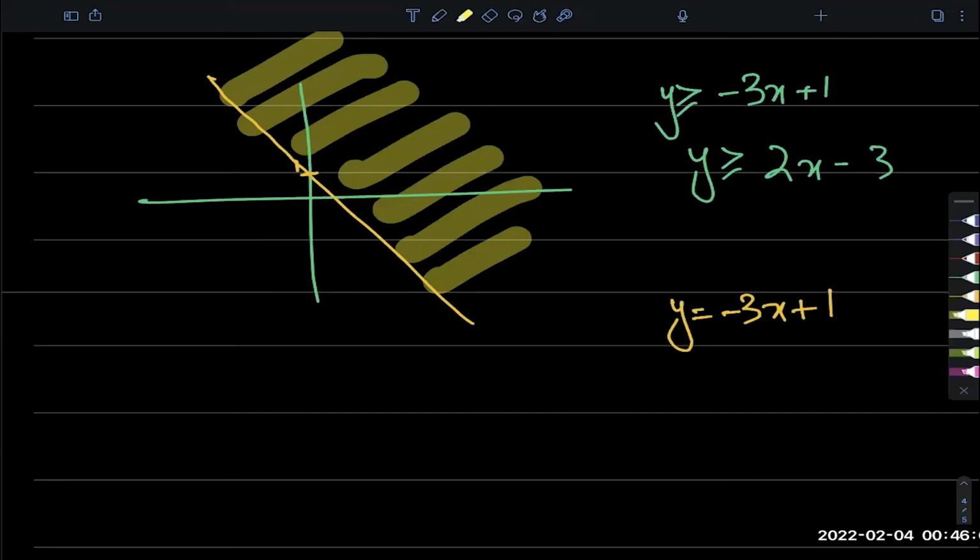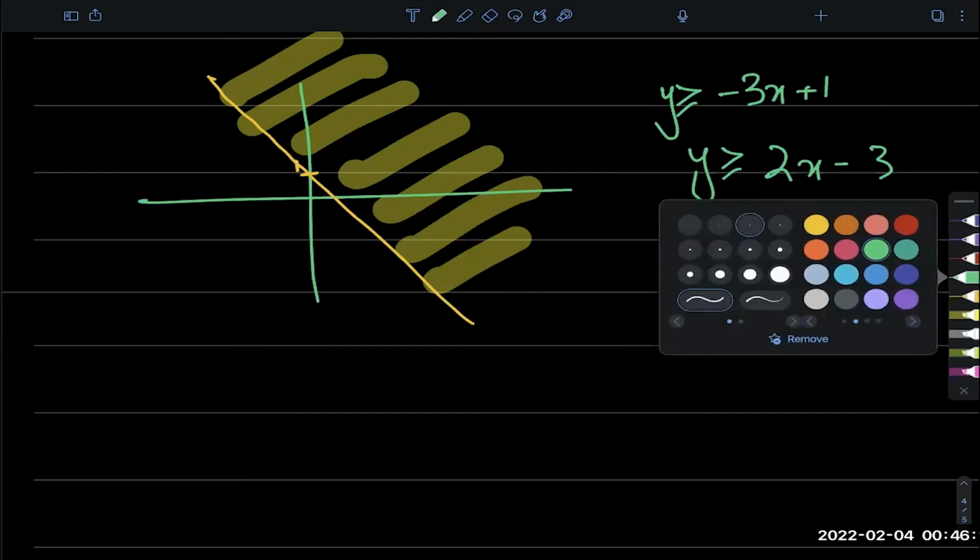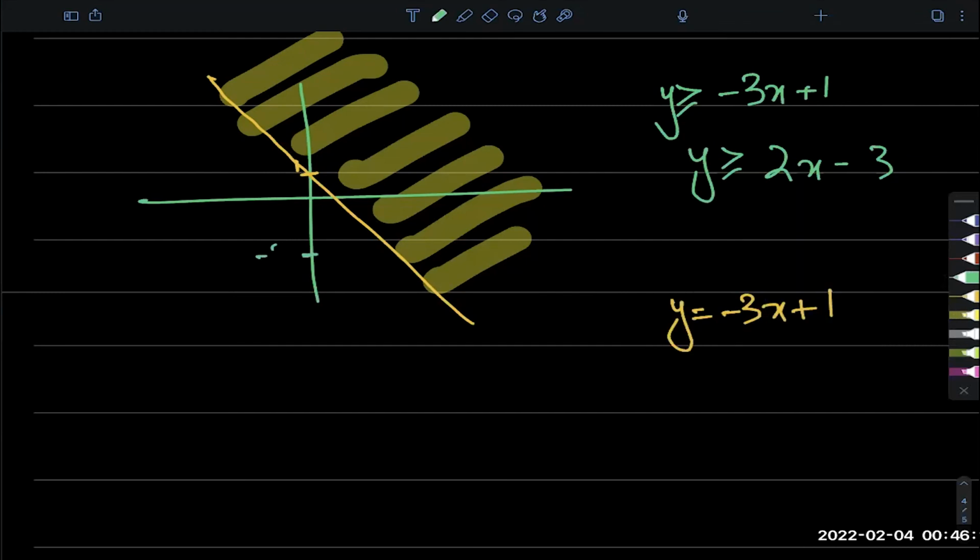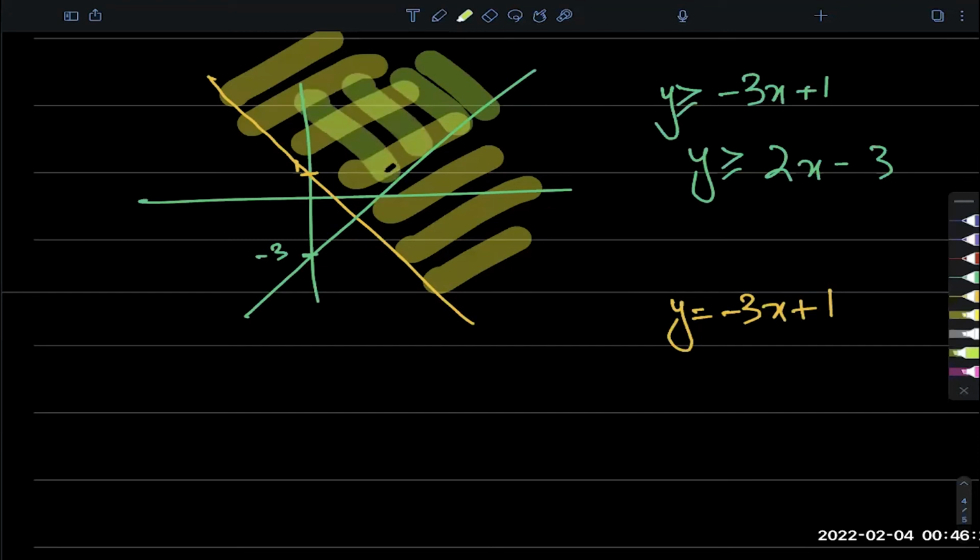Okay? Now let's look at the second one. That is 2x minus 3. Let me do that. Minus 3 is over here and 2x is like this, positive 2. And it's also greater, which means I'm talking about the area above this line as well.